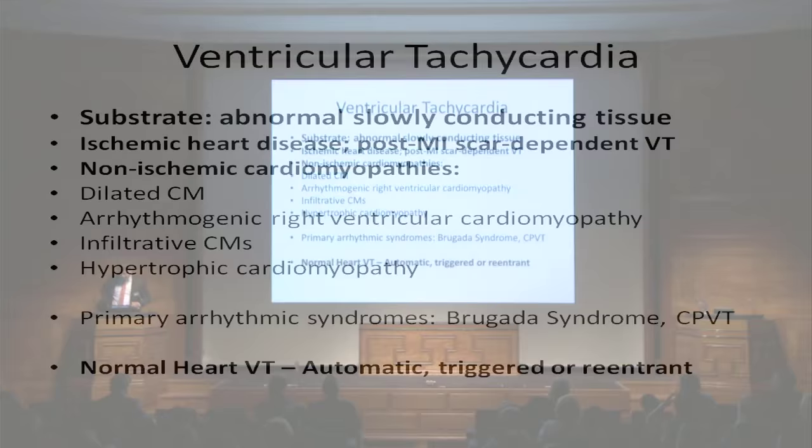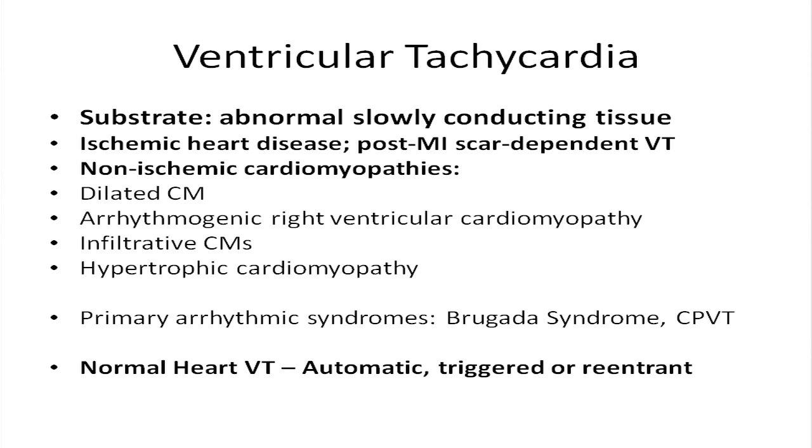So what is the substrate for VT? It's really abnormal, slowly conducting tissue, generally within scar, associated with ischemic heart disease in a post-MI patient. So the patient with an old myocardial infarction comes in with a wide complex tachycardia. That's a typical scenario. Scar-dependent VT, that's the most common thing we see.